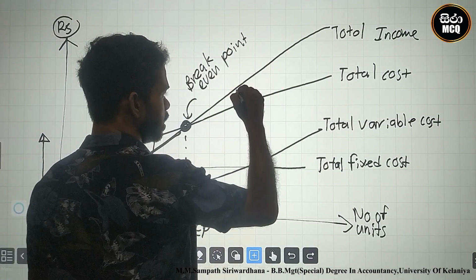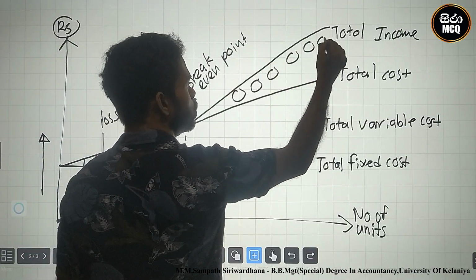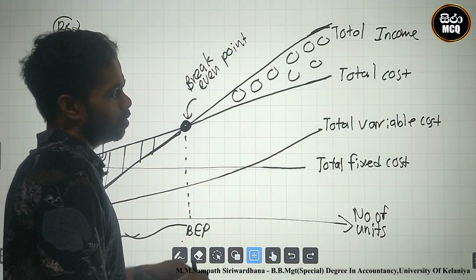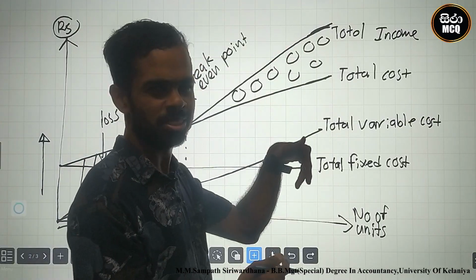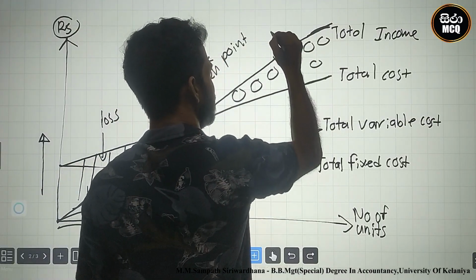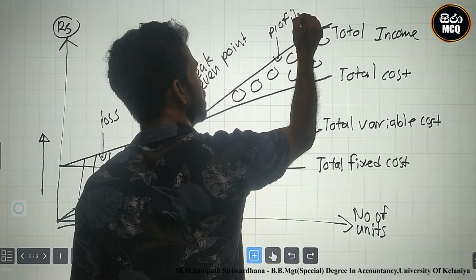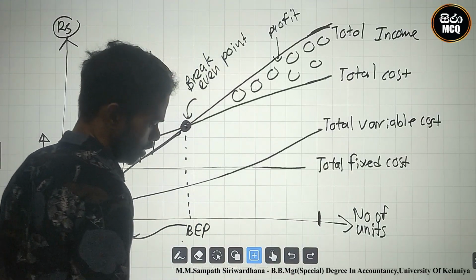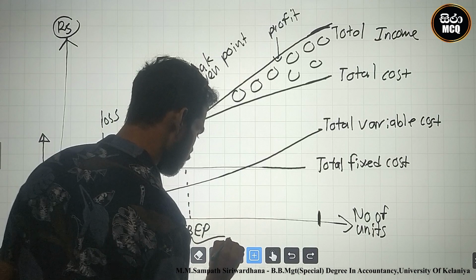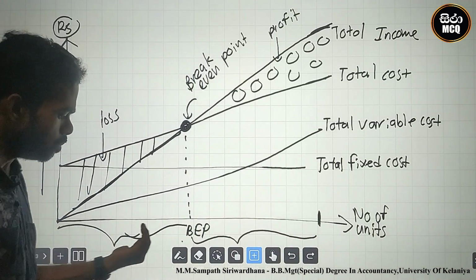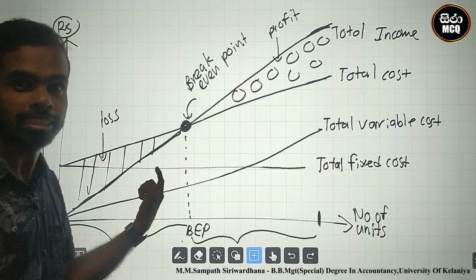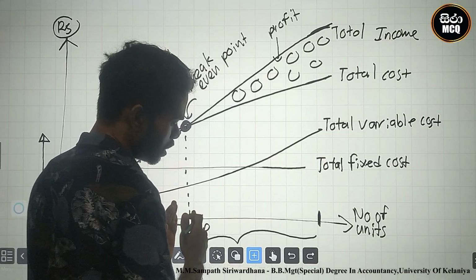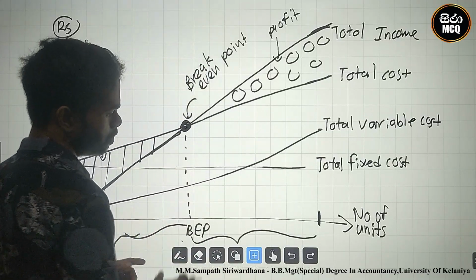But look here, in this area, total income is higher, and total cost is there. Therefore, the gap is profit. Income minus cost, this is the profit. This is the profit area. You know, there is a safety. Margin of safety is there. Why? Before the break-even point, there is a danger. Why? Danger is loss. After the break-even point means margin of safety.